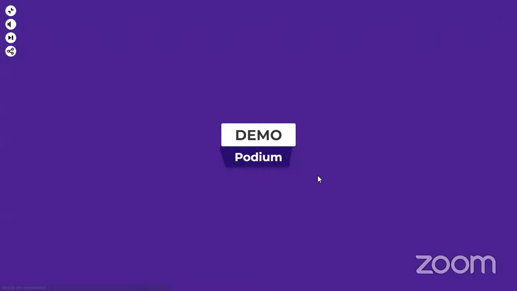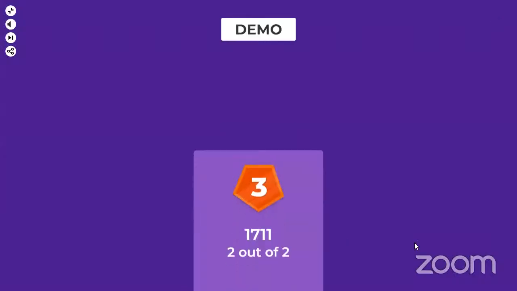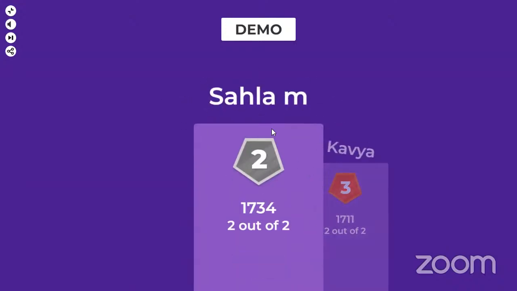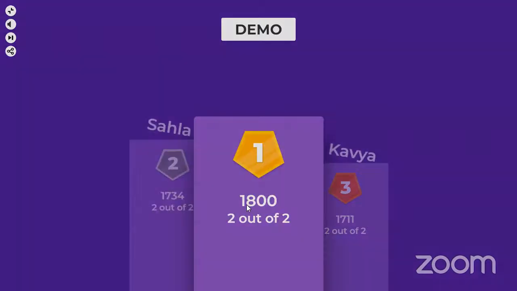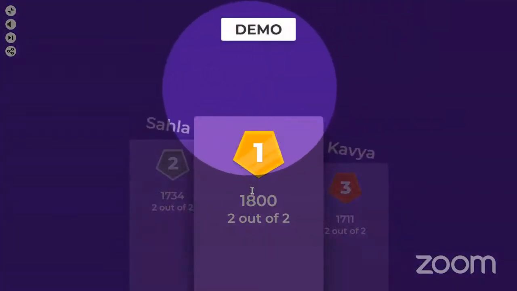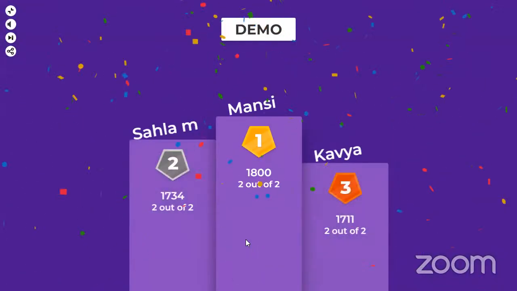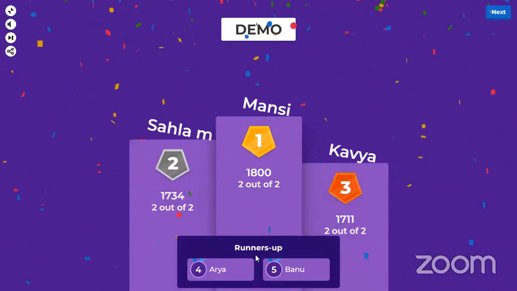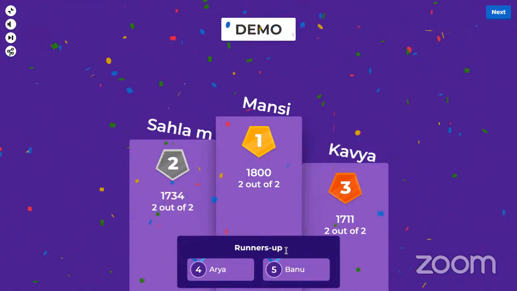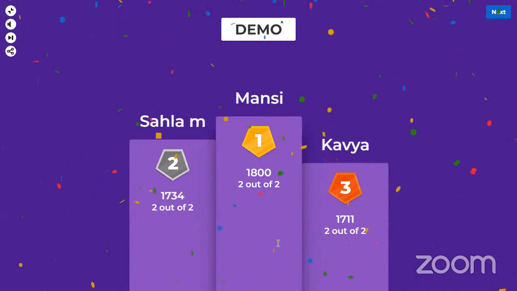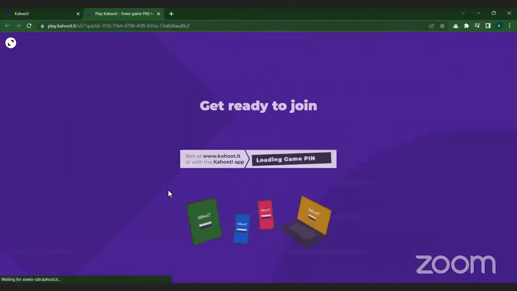All right, so this is how the podium looks. Third spot goes to Kavya. Second spot goes to Sahla. And first spot goes to Mansi. And we have runners-up Arya and Banu. So we are moving on to the real quiz now.